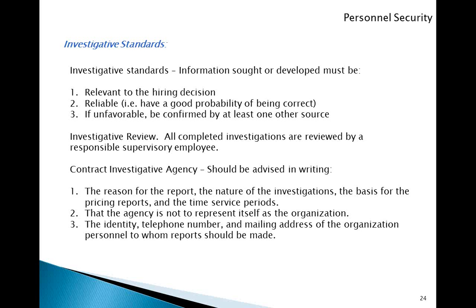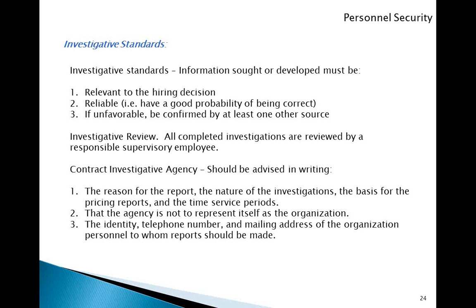You should have a contract with them, in writing, and you should outline your rules and regulations for doing your background investigations. It has to include the reason for the report, the nature of the investigation, and the basis for pricing the reports. If they're just doing a single scope background investigation, you've got your price for that. If they're doing an in-depth for a position of trust, it's going to cost a little bit more. And you have to tell them how you want them to document their time. If we were doing the investigation, we know we want to sit down in front of our references and have it face-to-face. They have to account for that.